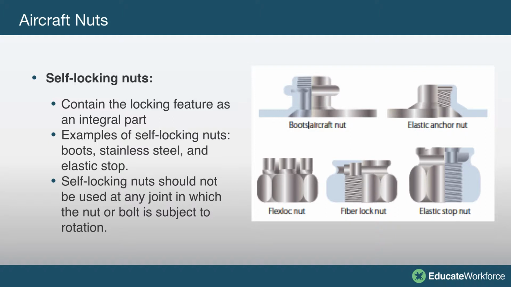Self-locking nuts are going to contain the locking features built right in as part of the nut. As you can see, we have a boot type self-locking nut or a stainless steel type self-locking nut. We also have an elastic type self-locking nut. Realize the elastic self-locking nuts are a low temperature nut and are restricted to below 250 degrees. You would not want to use a self-locking nut on any joint which has a rotation. This rotation could cause the nut to actually back off. So in an area where we have rotation, a safety wire or a cotter pin is probably the desired locking device.